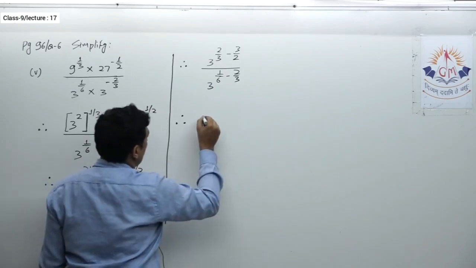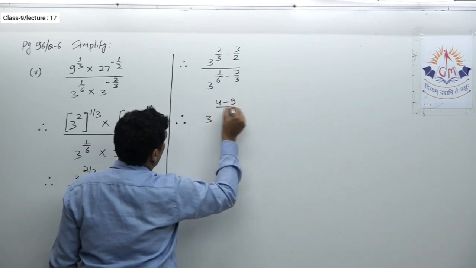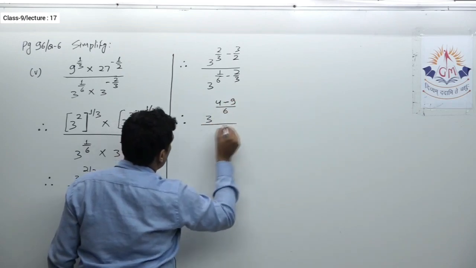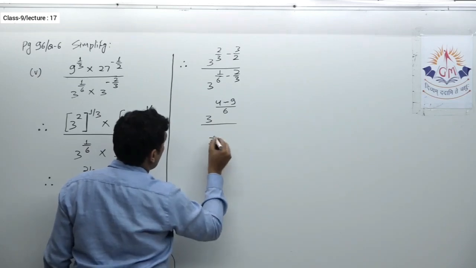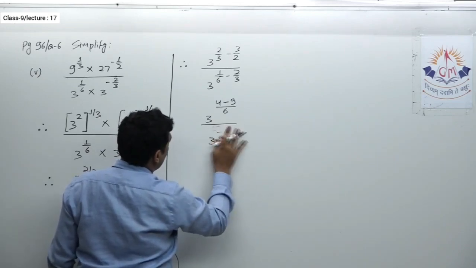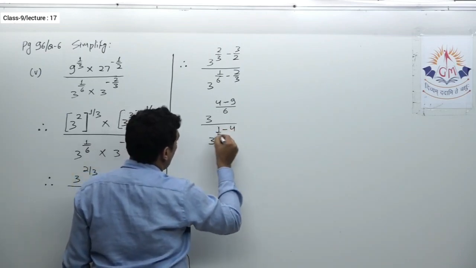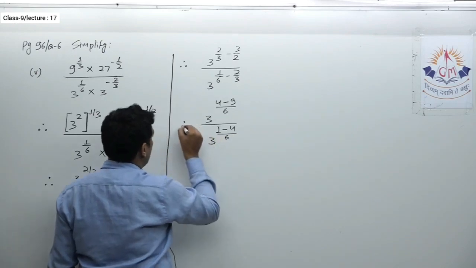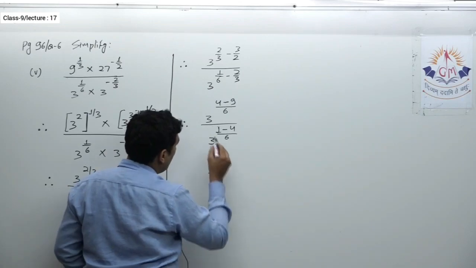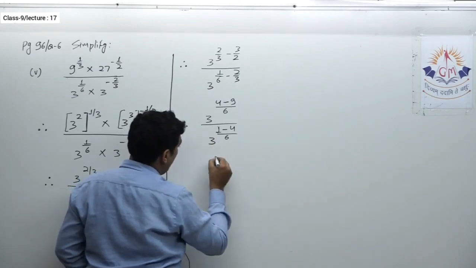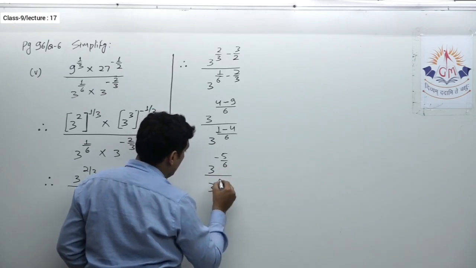Okay, so this will become 3 raised to 4 minus 9 upon 6, and over here it will become 3 raised to, okay, here LCM will be 6, so 1 minus 4 upon 6. Okay, on further simplification, in the numerator I will get 3 raised to minus 5 by 6, and over here I will get 3 raised to minus 3 by 6.